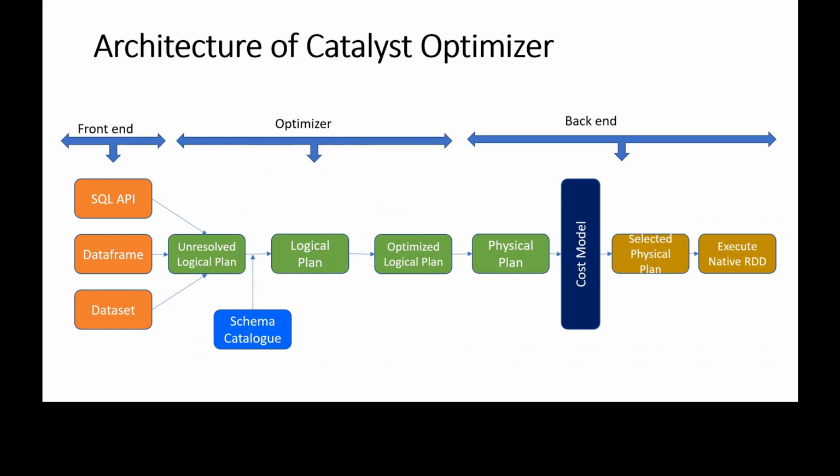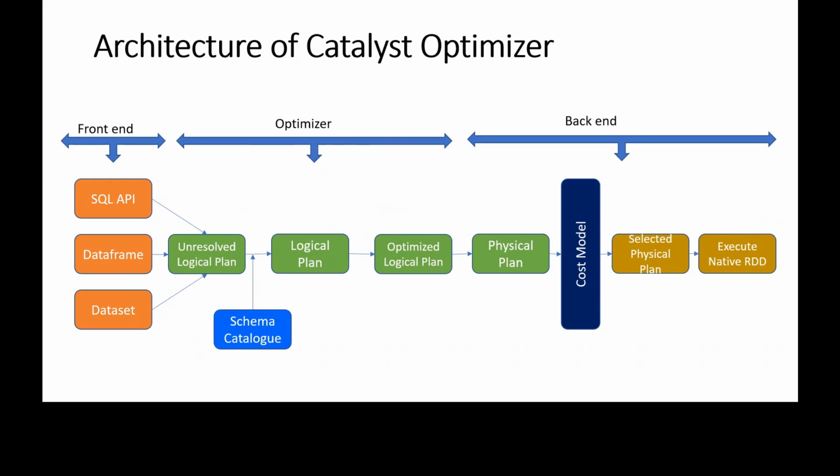In the next stage, the best execution plan is converted to Java bytecode, because the executor understands only Java code, as it is run by the JVM process. So in this stage, the actual code is converted into Java bytecode. Then the Java bytecode is submitted to the executor for execution. So this is the whole architecture of the Catalyst optimizer.